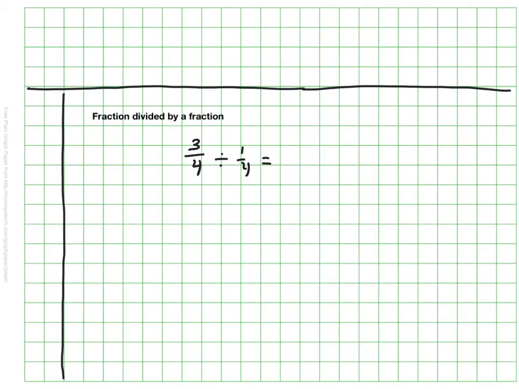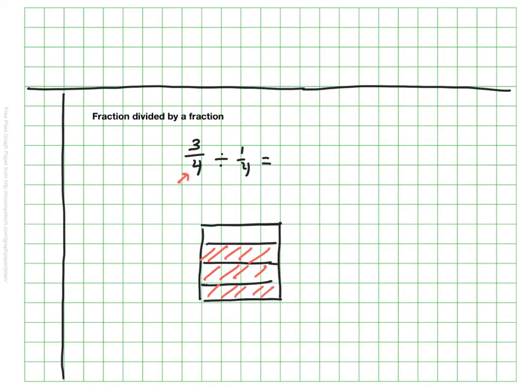And as always, I'm going to start with a model. This time I'm going to make a 4x4 box. So my first step will be to divide my model into 4ths, and that's because there are 4ths in my dividend. So I'm going to go ahead and cut this into 4ths, 4 sections. We're used to doing that by now. And I'm going to shade in 3 of them, 1, 2, 3, because that's what I'm starting with, 3/4. That's my dividend. My divisor is 1/4. So what I'm trying to figure out is how many 1/4ths there are in 3/4.